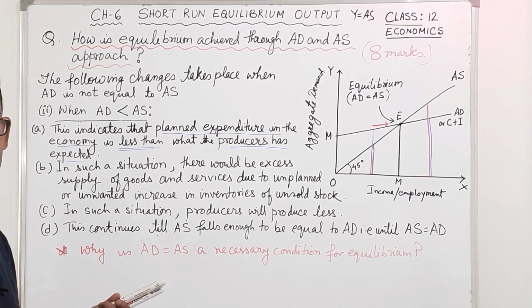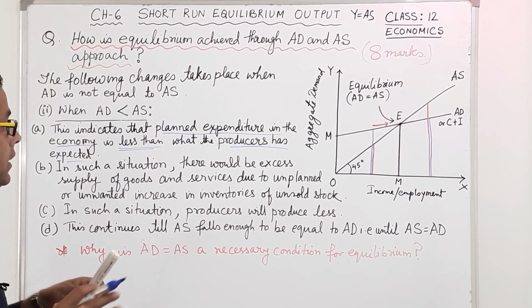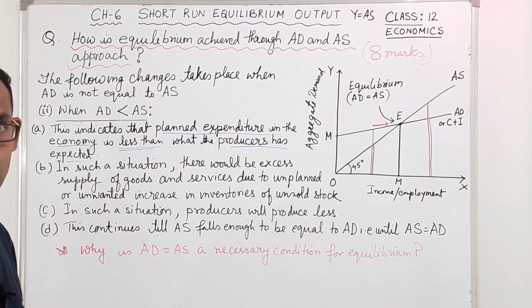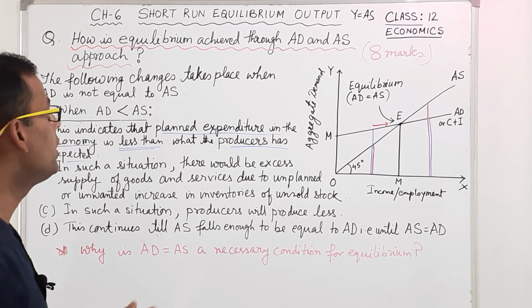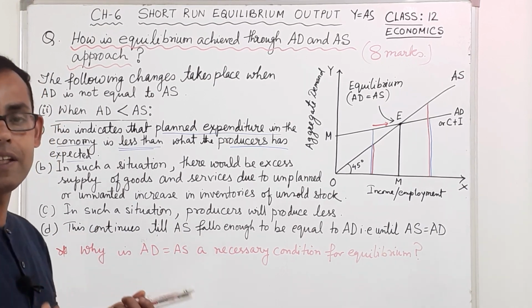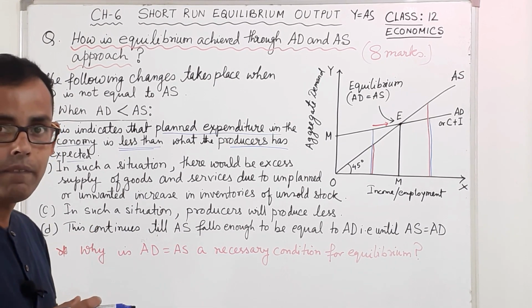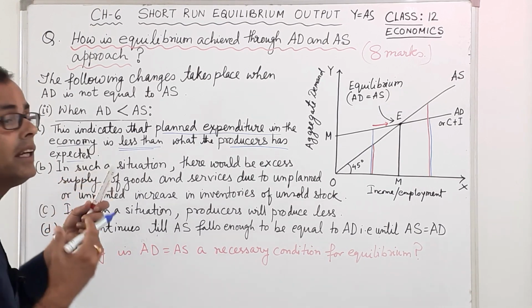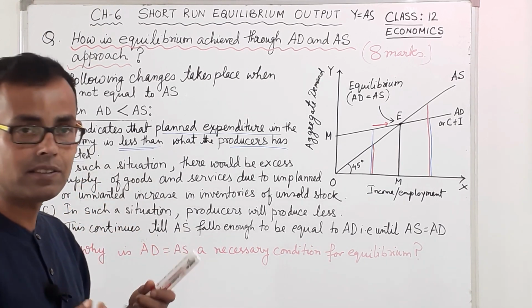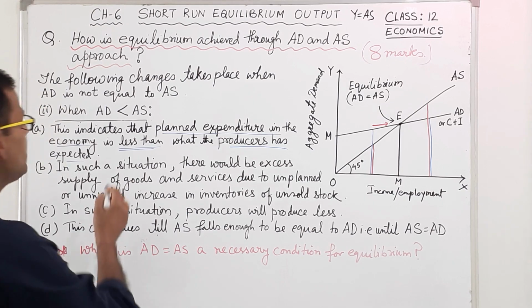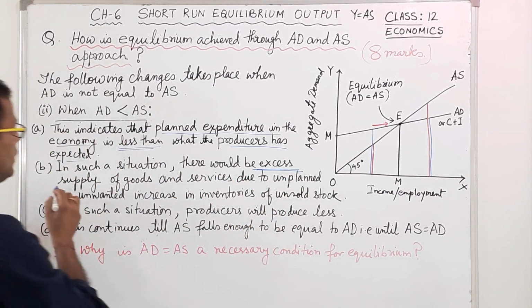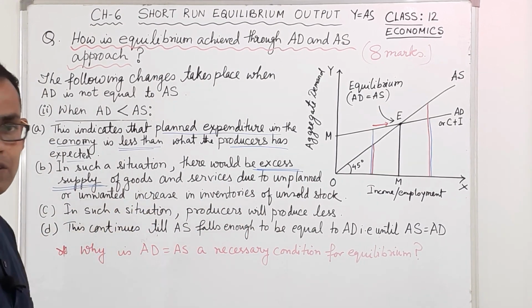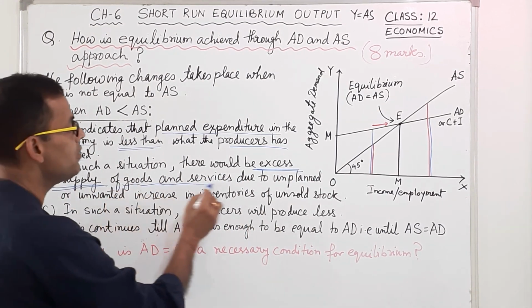Producers have produced the goods, expecting that this much will be sold and the consumers will buy it. But they are seeing that the consumers are not buying. That means the aggregate demand is less than the aggregate supply. In such a situation, there will be extra supply. Excess supply means extra supply of goods and services.